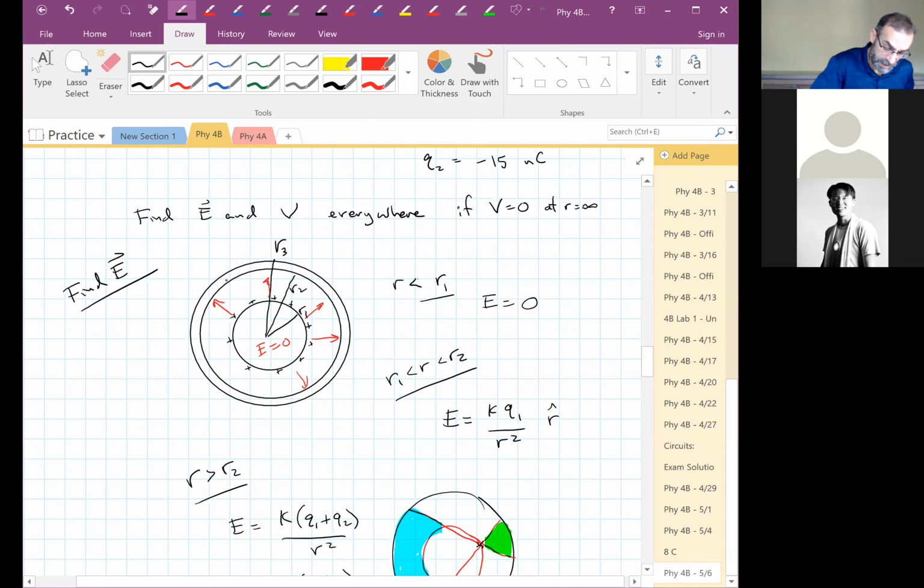And in here we have E equals 0, right? E equals 0 in here. We're inside of a conductive shell.